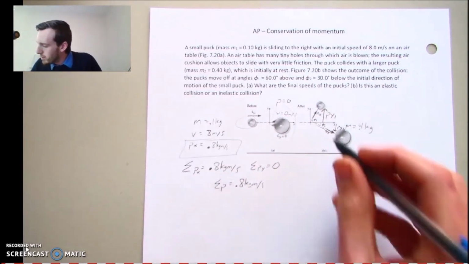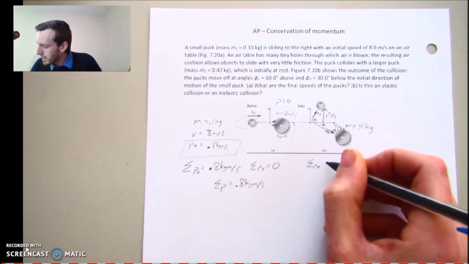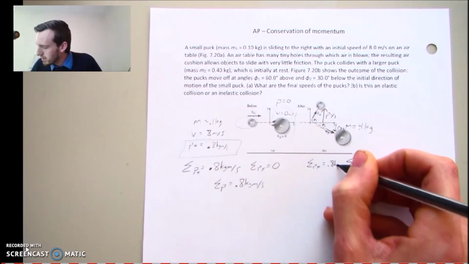All right. Now, we also know that after the collision, our sigma Px must be equal to 0.8 kilogram meters per second.